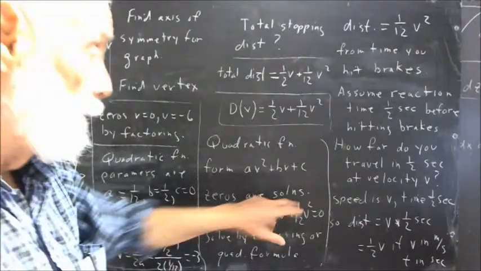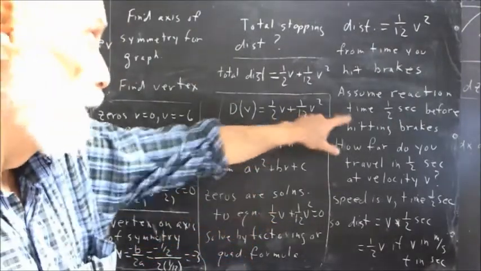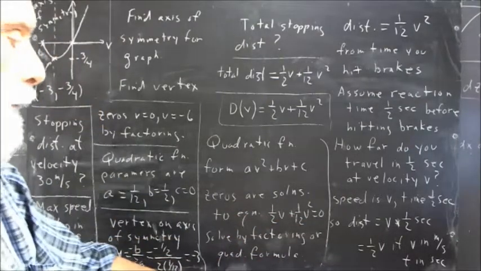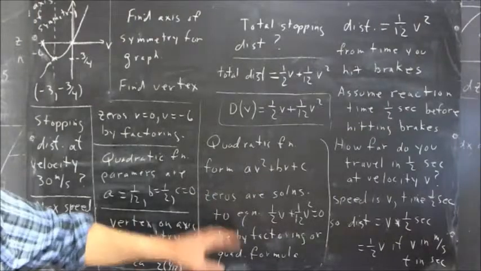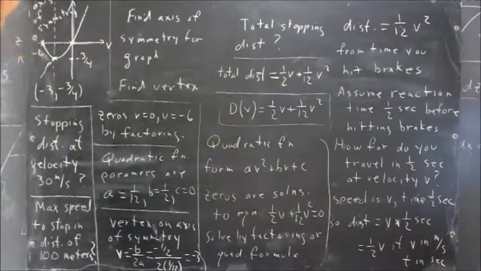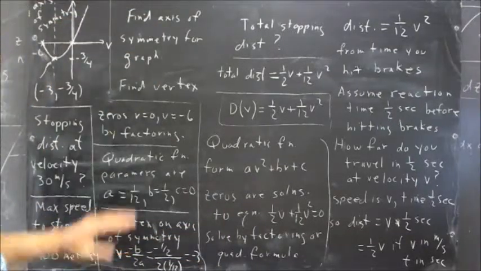Our zeros of this function are solutions to the equation. I'll set this equal to 0. That's how we get the zeros of a function. This can be solved by factoring or by the quadratic formula. Now, I'm not going to go through the details of that. We went through that in the preceding videos, and you should be well familiar with those procedures by now.